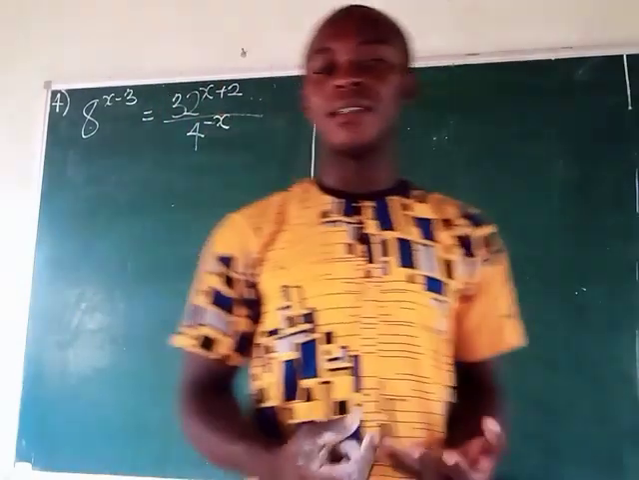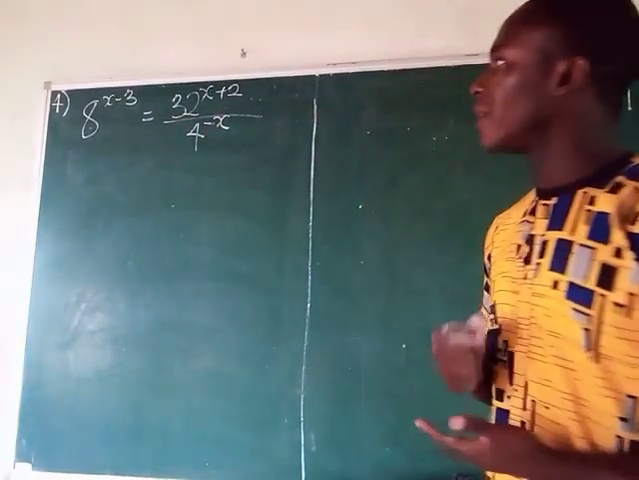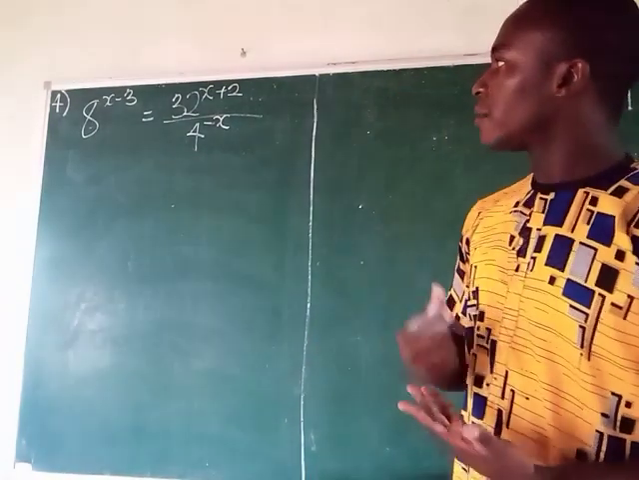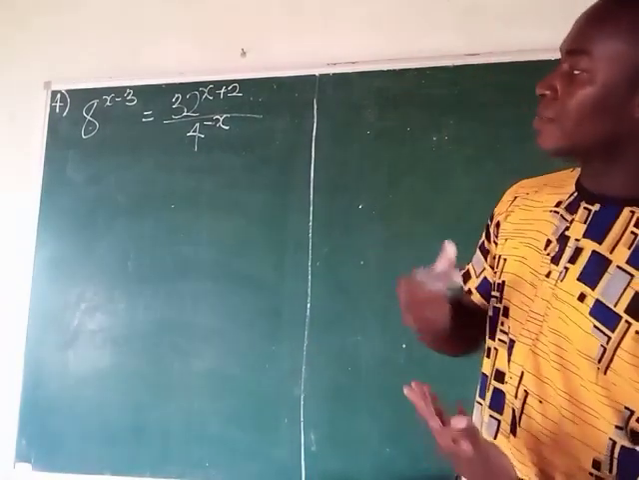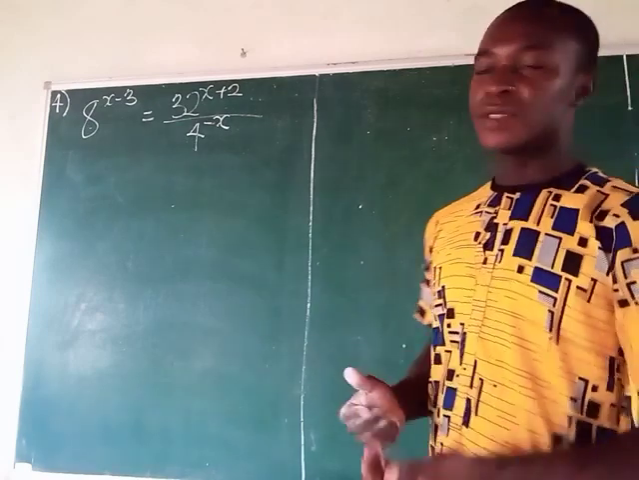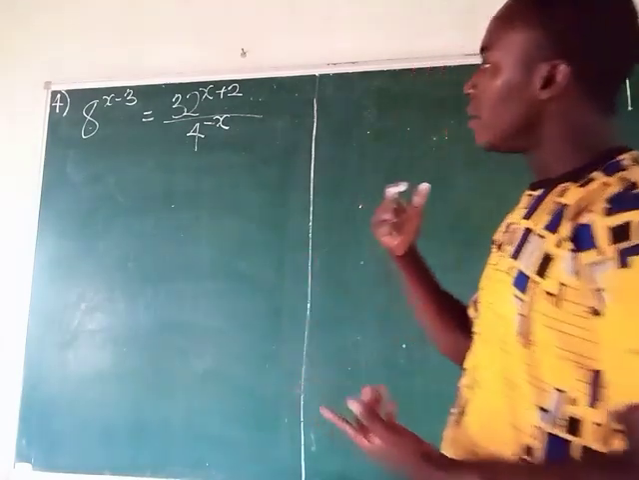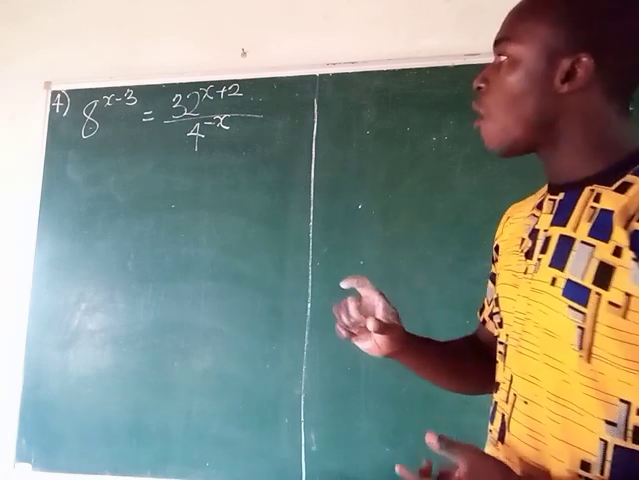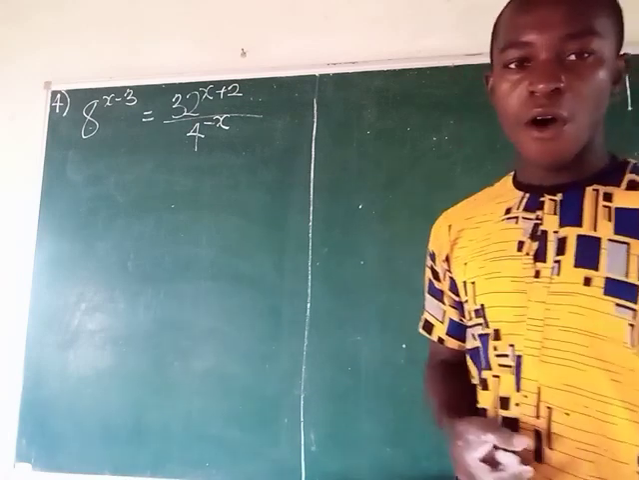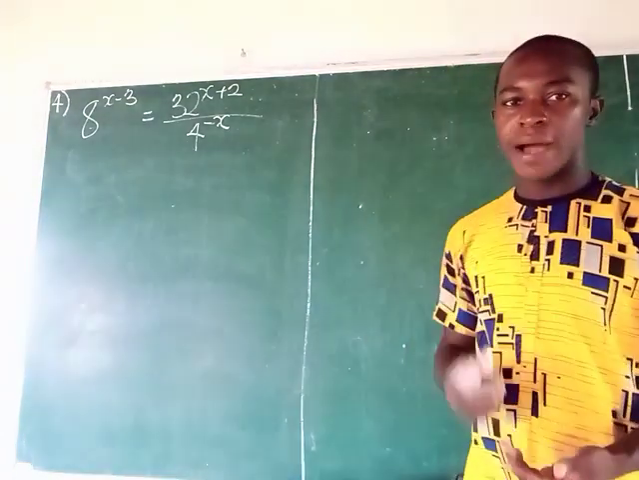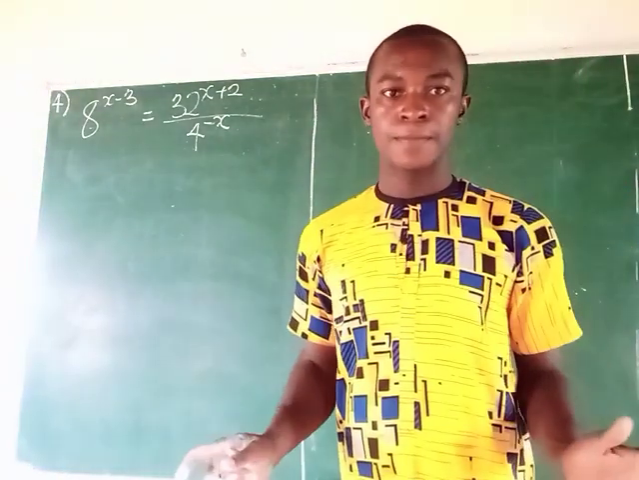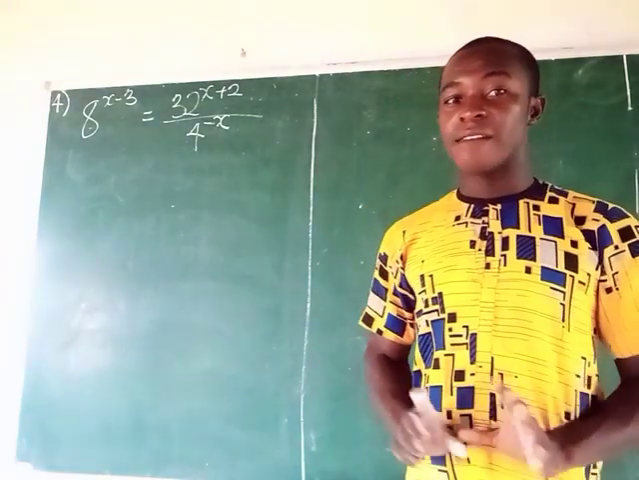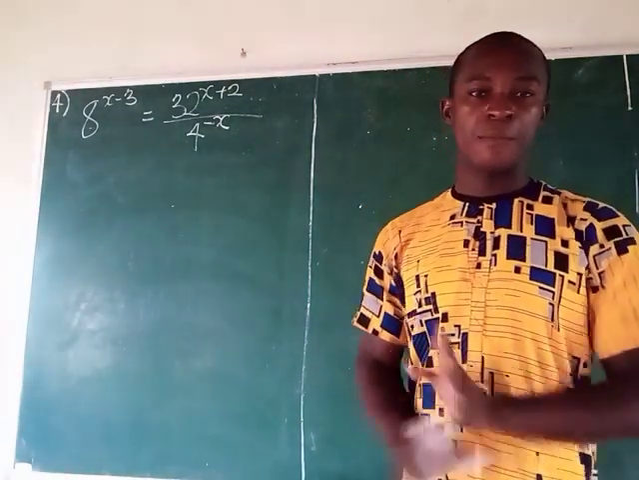Okay, so we have another example, and that is example 4. Example 4 says 8 raised to the power of x minus 3 is equal to 32 raised to the power of x plus 2, all over 4 raised to the power of minus x. Now, it is quite complicated, but very simple to approach.